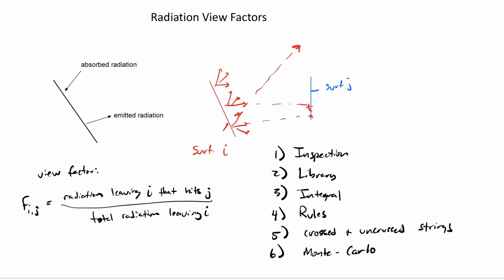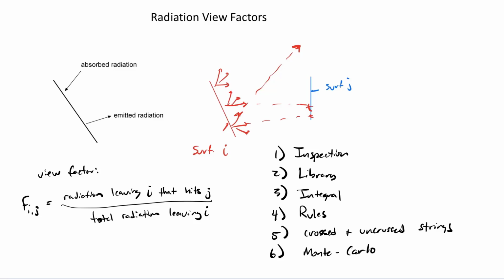We started by saying, well, first of all, a radiation view factor is defined as the amount of radiation that hits surface J that's emitted from surface I. So not all of the radiation coming from I is going to ultimately hit the target surface J. Some of it will, and that fraction is defined as our view factor.